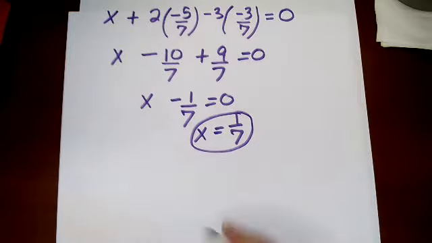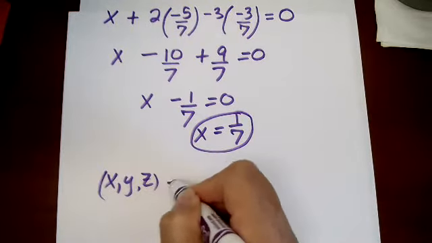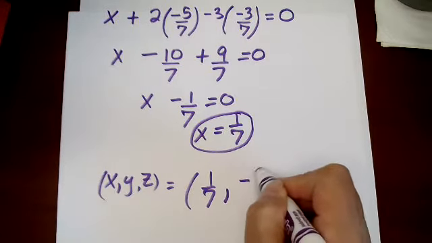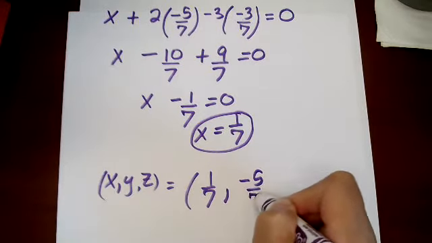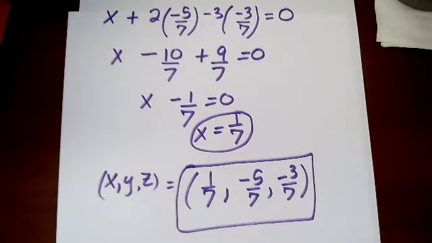So now I have my x, y, z point, which is 1/7 is the x, the y is negative 5 sevenths, and the z is negative 3 sevenths. That is the point of intersection of those three lines.